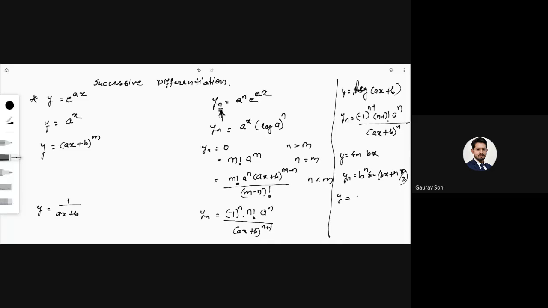Similarly, for y is equal to cos of ax plus b, yn will be equal to a raised to n cos of ax plus b plus n pi by 2.